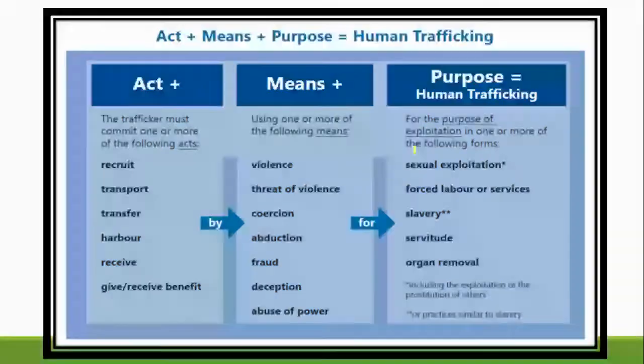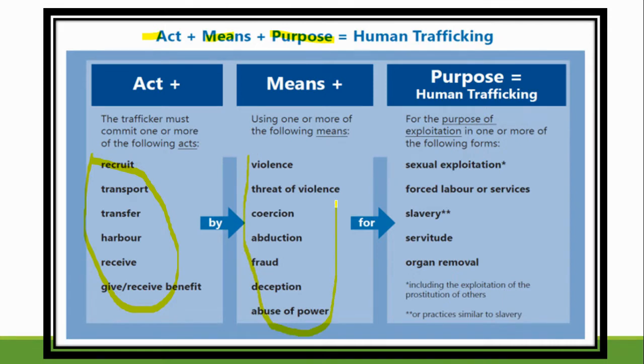Ito lang ito, tingnan nyo. Ito yung formula ng trafficking: acts, means, and purpose. So, kailangan may recruitment, transport, transfer, harbor, receipt, give, receive, or benefit. Kailangan, anong means? Anong pamamaraan? Violence, threat, abduction, coercion, fraud, deception, abuse of power. Ang purpose: sexual exploitation, forced labor, services, slavery, servitude, organ removal.